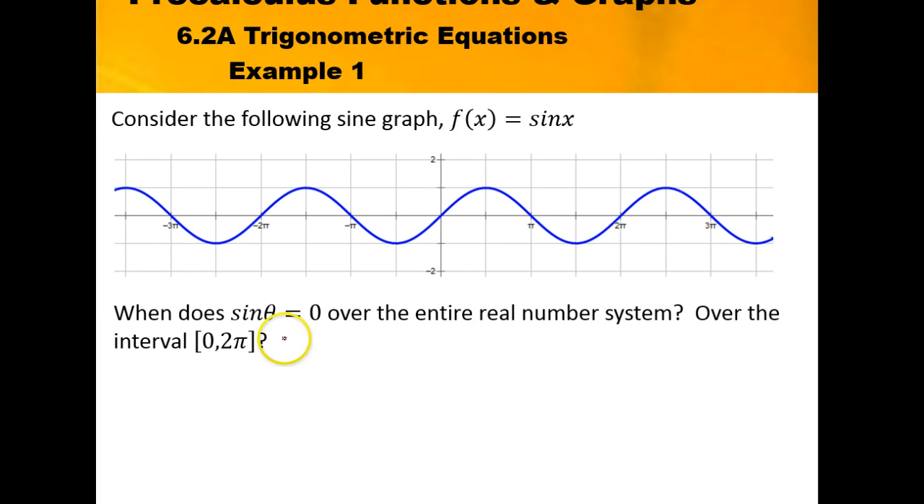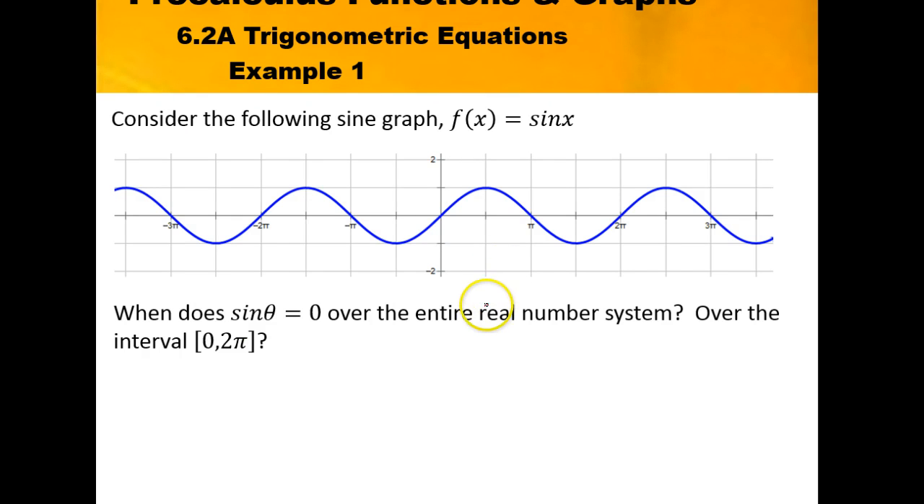And I want you to notice this is a closed interval to 2 pi, where before we were looking, I think, to 4 pi, and we were looking at an open interval. This is a closed interval, so we do want to get 2 pi in our answers, but we don't want to go past 2 pi.